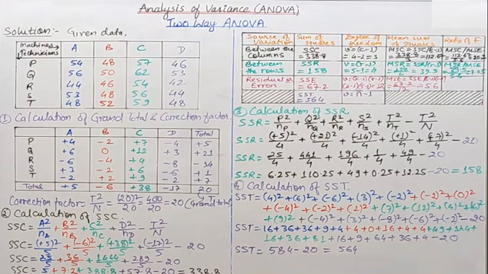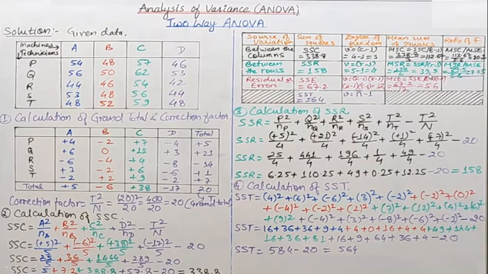Okay, now we can find out the value of the MSC. The MSC is equal to SSC upon C minus 1, so the value of the MSC will be 112.57. Now we can calculate the value of MSR, which will be equal to SSR upon R minus 1. This will be equal to 39.5. Similarly, we can find out the value of the MSE, which will be SSE upon (C minus 1)(R minus 1). This will be equal to 5.6.